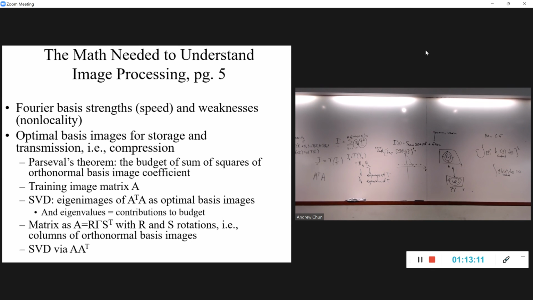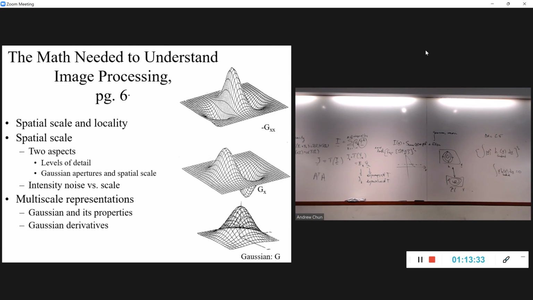And especially in the case where A is a symmetric matrix, these two rotations are inverses of each other. And that's important stuff.